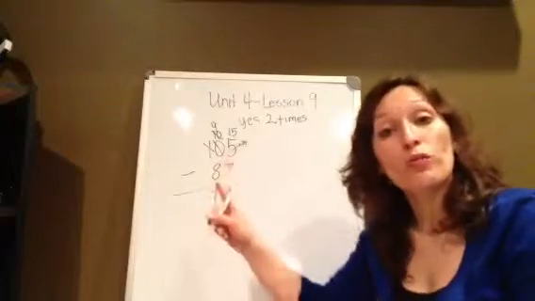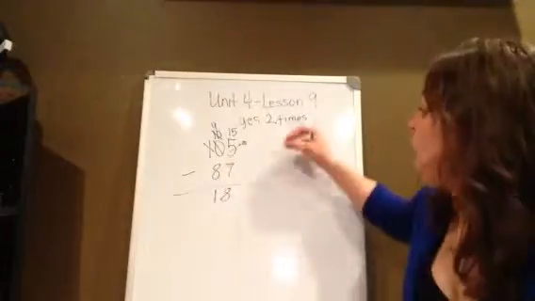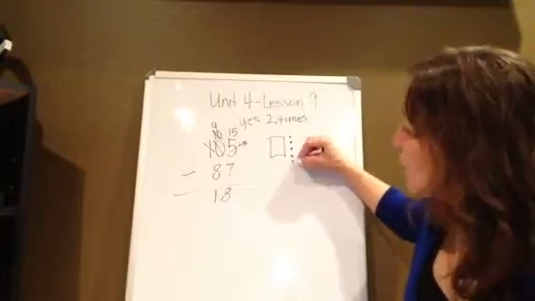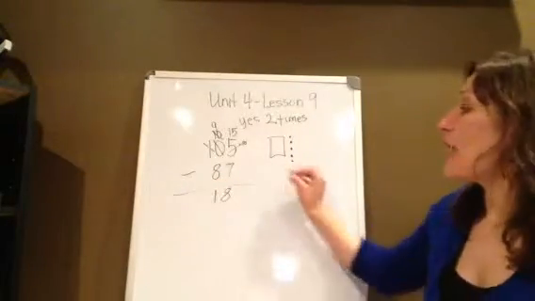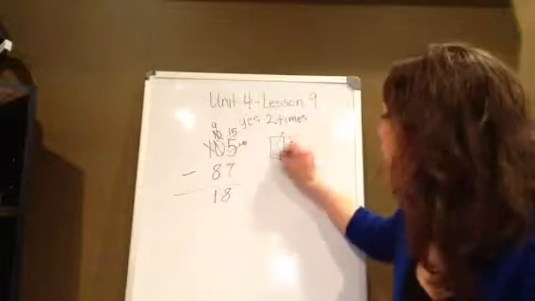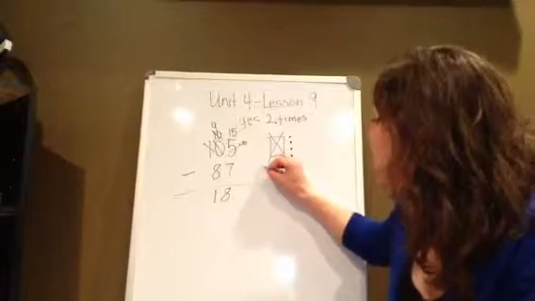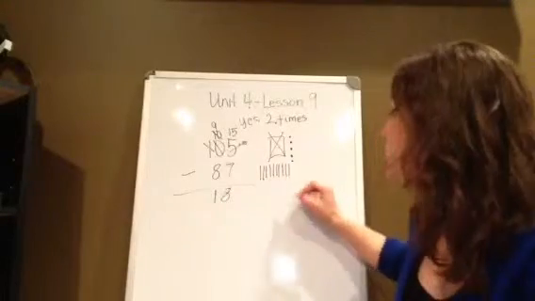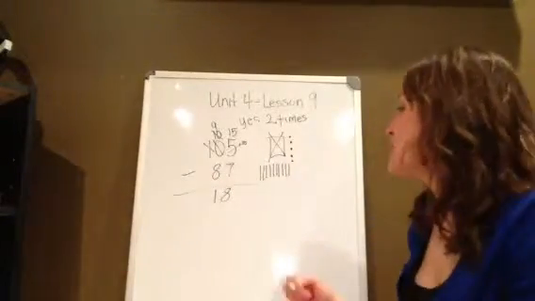Now, I could show a proof picture to show all of what I did as well. I had 105. I want to take away 87. I can't see my 10, so I have to break my 100 to show my 10 tens. 10, 20, 30, 40, 50, 60, 70, 80, 90, 100. Now I can try and take 87.